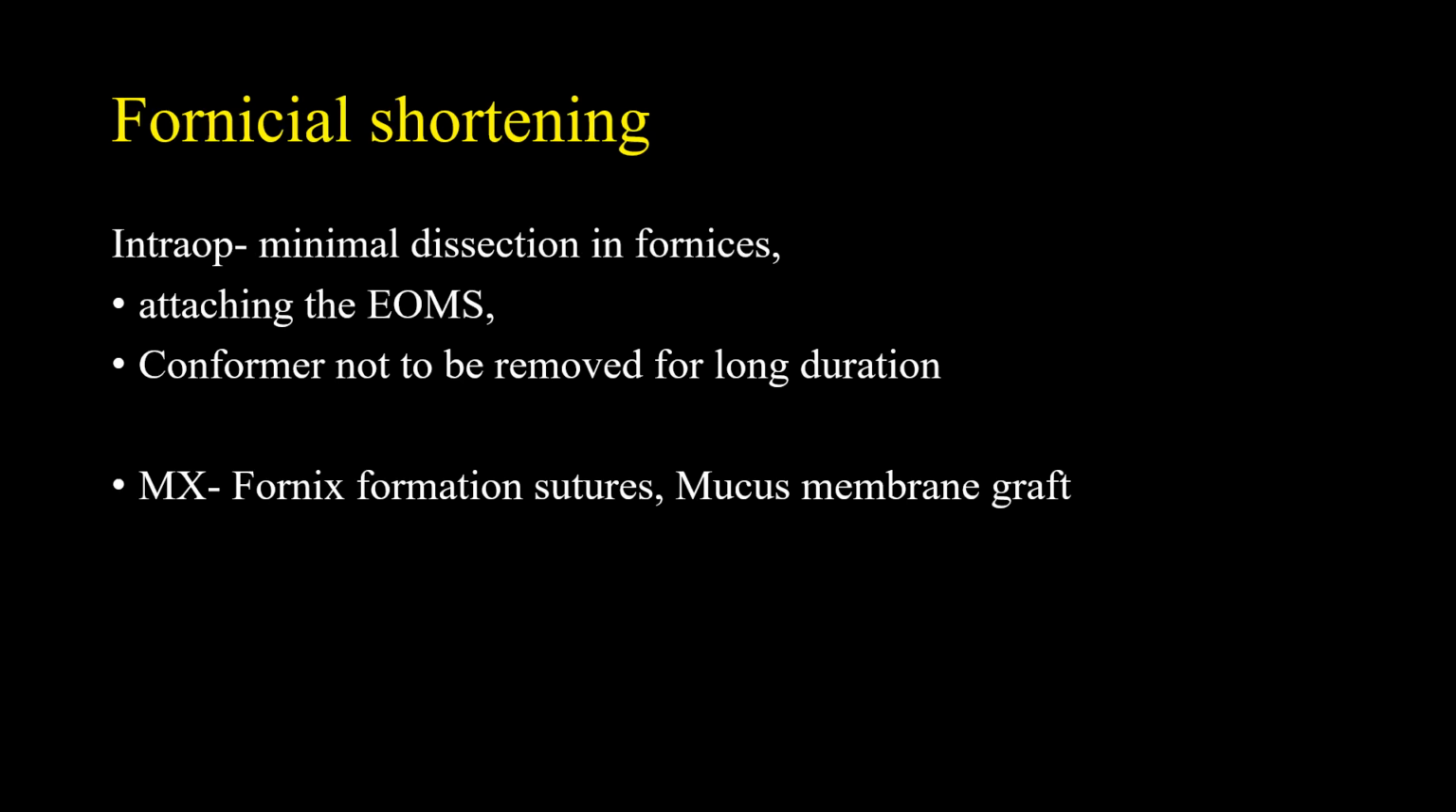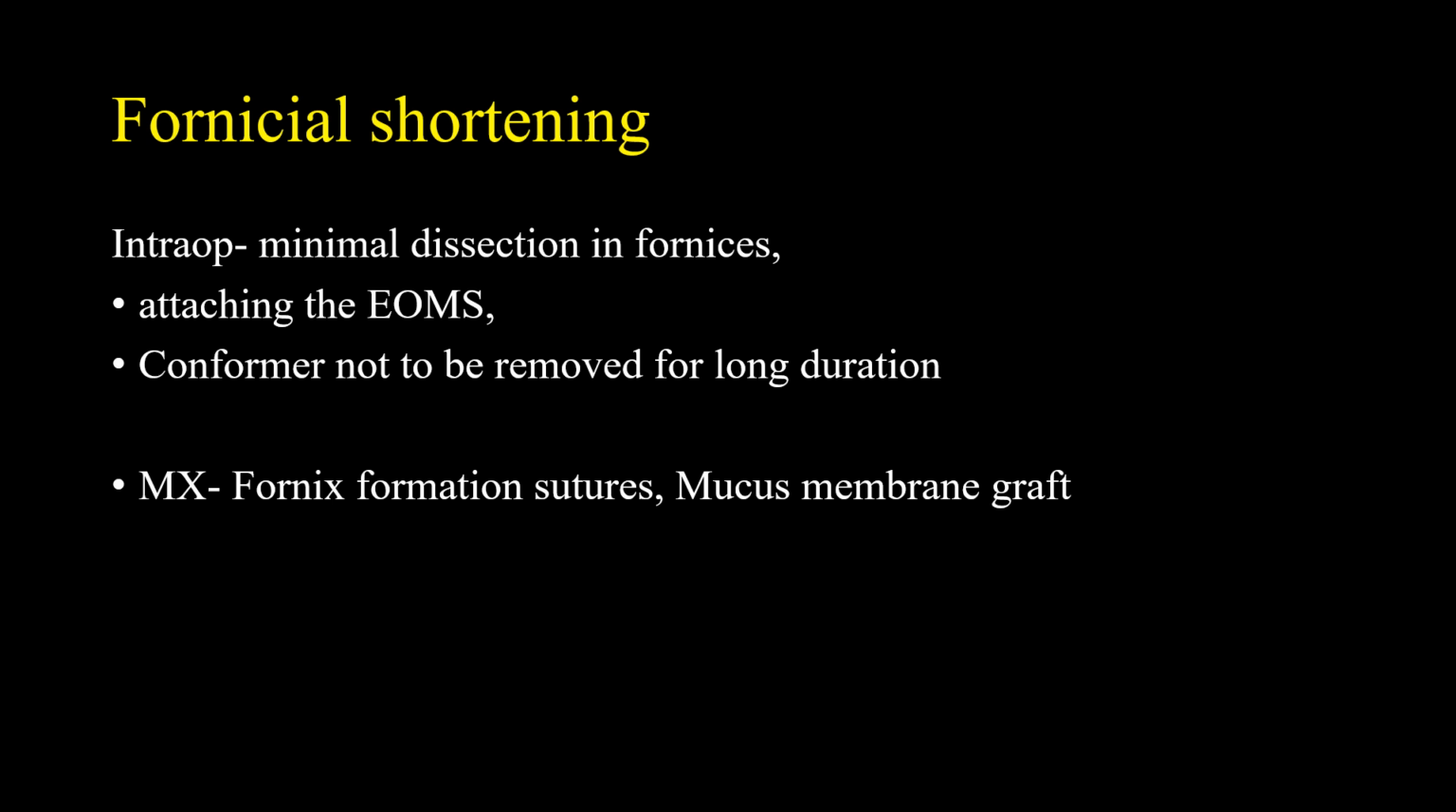And fornical shortening is a part of a contracted socket. To prevent fornical shortening, there are some intraoperative measures, like doing a minimal dissection in the fornices, attaching the extraocular muscles in their orientation to either an integrated implant, or doing a myoconjunctival technique in the enucleation. And the conformer has to be in place for a longer duration to prevent fornical shortening, because after doing enucleation and evisceration, if you don't put a conformer in place in the socket, your fornices are going to shrink.